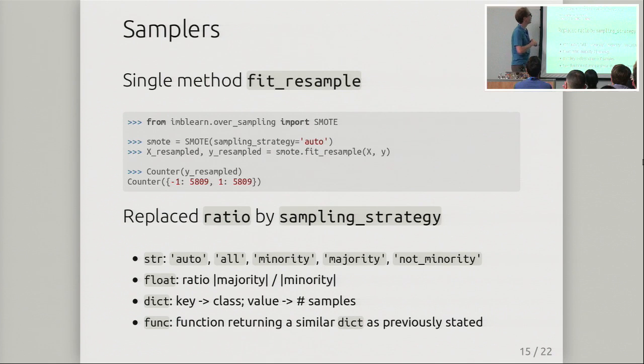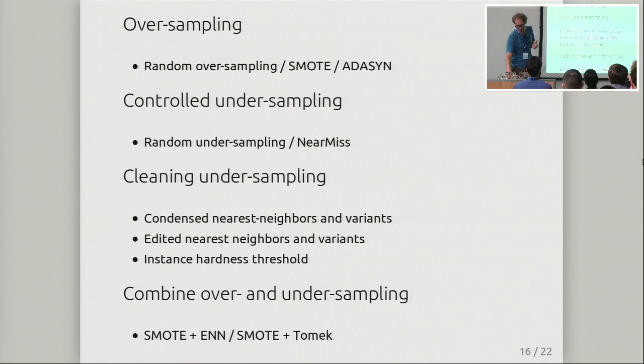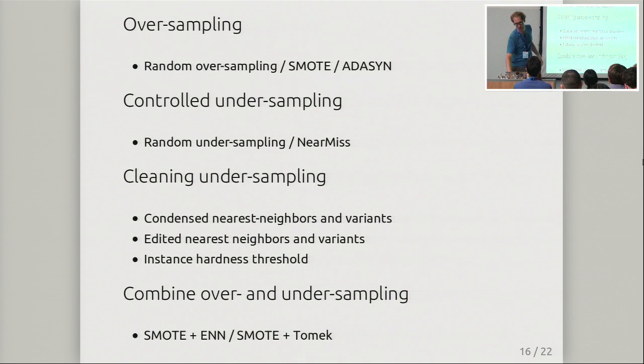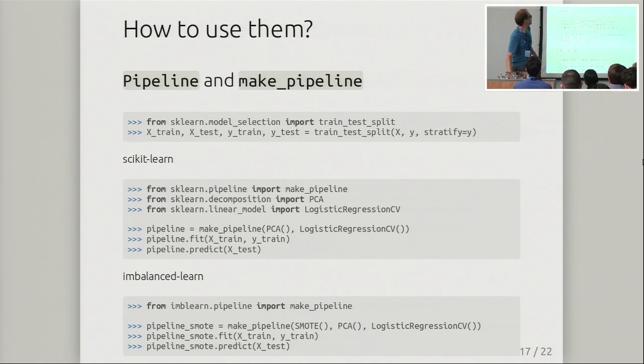So how does it work? You have a sampling strategy where you can give the ratio that you want, and then you will be able to balance with a given ratio. So you can try different things there. We have different methods which can be tested. The ones known in oversampling are SMOTEs, and then there are undersampling methods. You can also combine oversampling and undersampling. And then you have the pipeline.